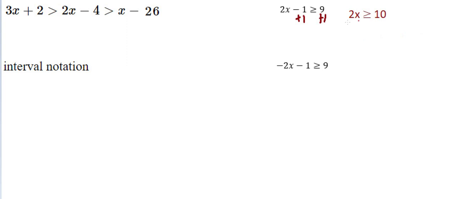And then the opposite or inverse of multiplication is division. So I divide both sides by 2, and that's going to give us x is greater than or equal to 5. In interval notation, we would write this out as [5.